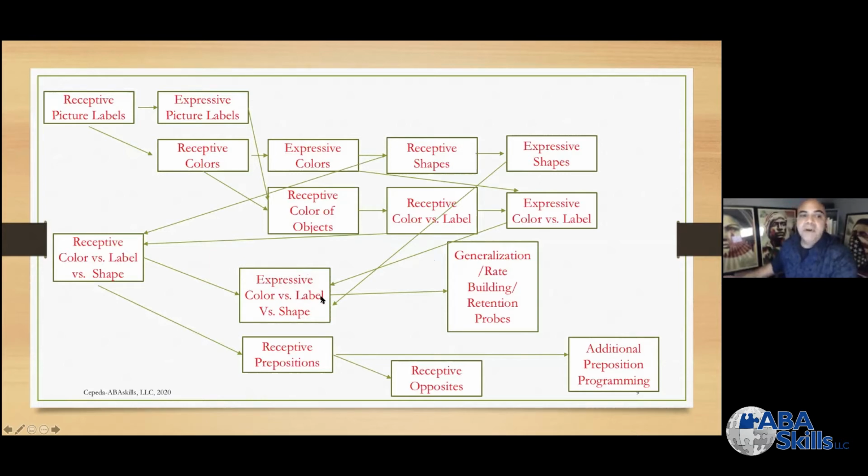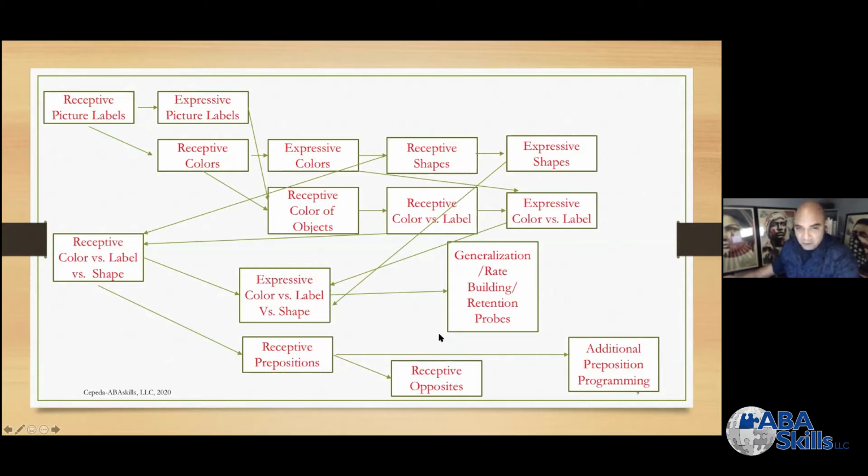Okay. Again, discrimination training, fixing the discrimination errors, and making sure that you are building your own skill set related to that particular learner about how to fix discrimination errors, and so you can minimize them when you move on to the preposition programming. From receptive color versus label versus shape, then we follow that arrow down to receptive prepositions, okay? Which, interestingly enough, once that's mastered, you can start your receptive opposites.